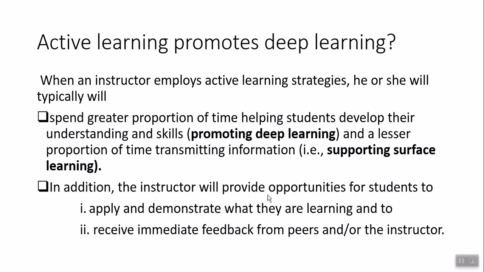In addition, the instructor will also provide an opportunity for the students to apply and demonstrate what they are learning, and to receive immediate feedback from the peer or instructor. So these are the two things that happen simultaneously. Whatever they have learned, they will be able to apply. So always think about how they can transfer the information. And there is a lot of opportunity for the teachers to provide feedback. Even the students, a peer, can also provide feedback. Therefore, active learning is very important.